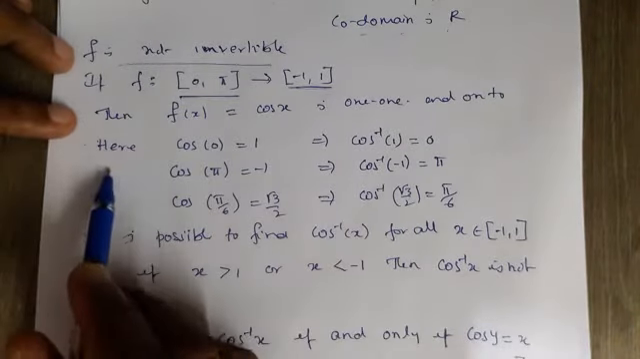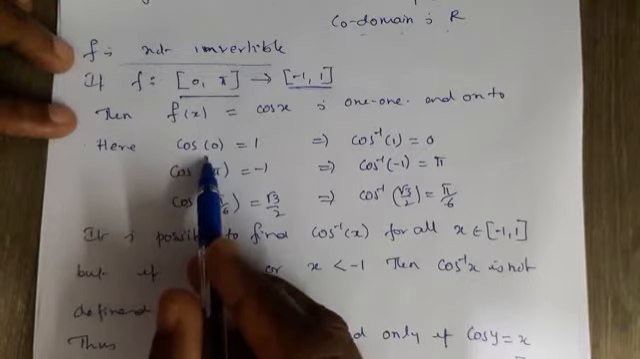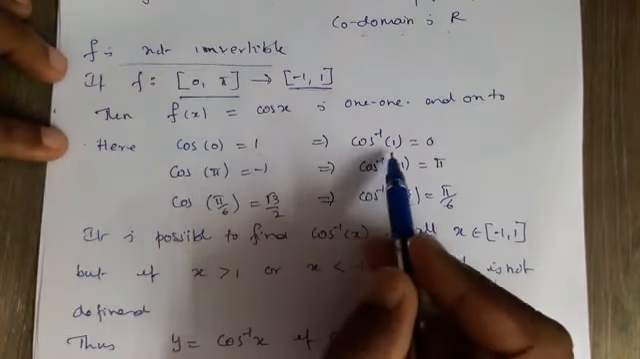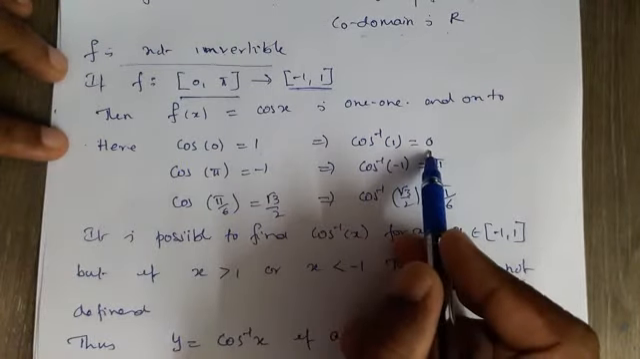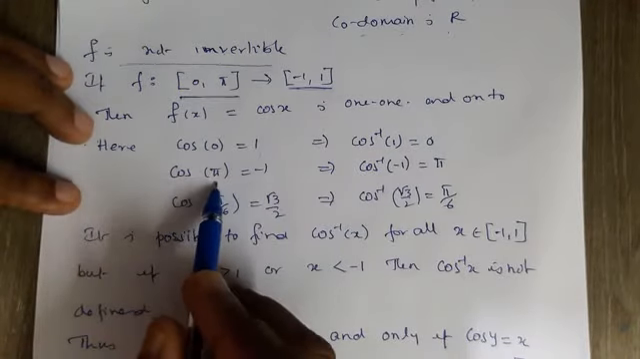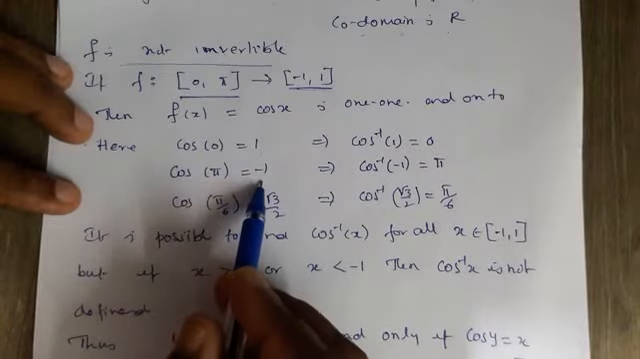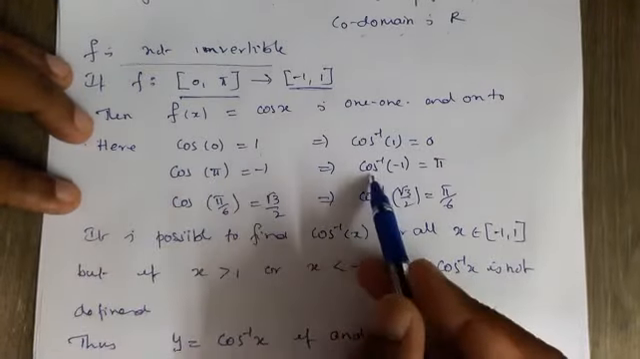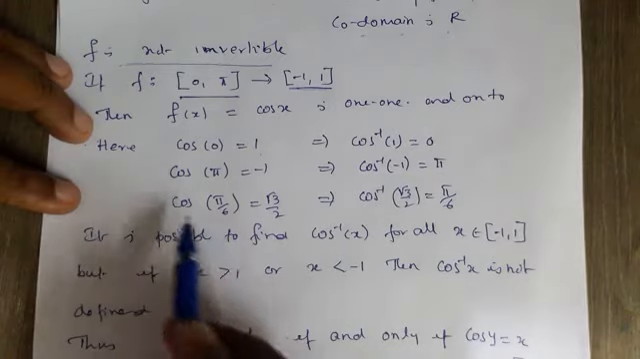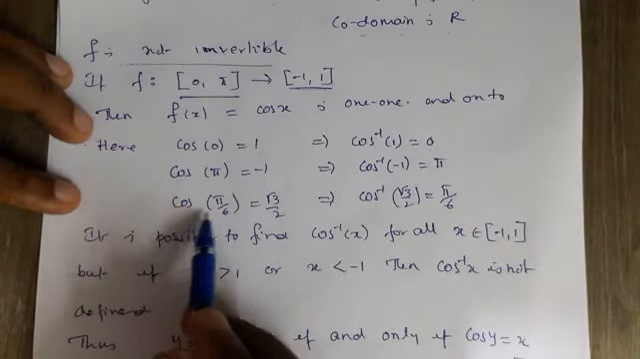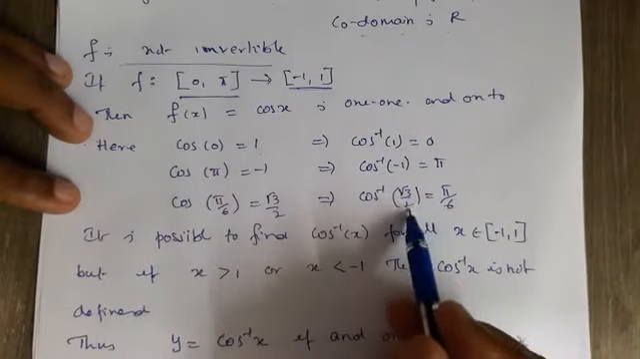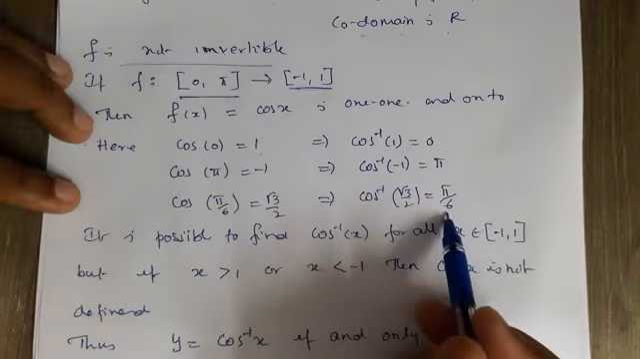Here you take cos 0. What is cos 0? Cos 0 is equal to 1. Therefore cos inverse of 1 is equal to 0. Now we take cos pi. What is cos 180 degree? Cos 180 degree is equal to minus 1. And that's why cos inverse of minus 1 is equal to pi. What is cos pi by 6? Cos 30 degree is equal to root 3 by 2. This implies cos inverse of root 3 by 2 is equal to pi by 6.